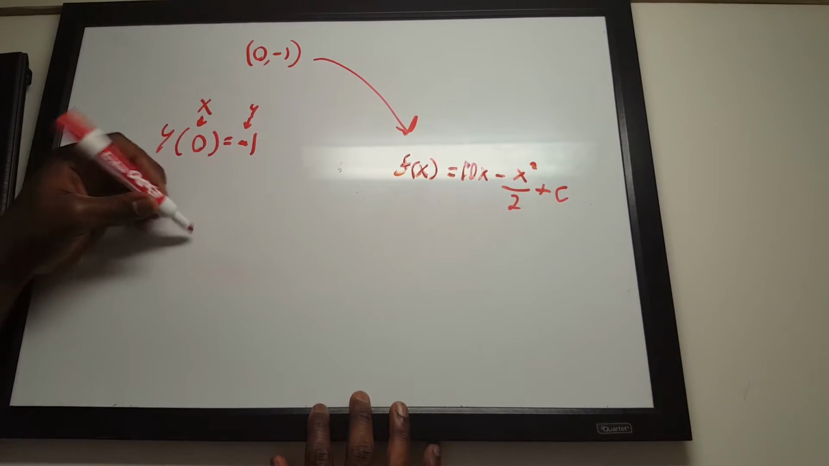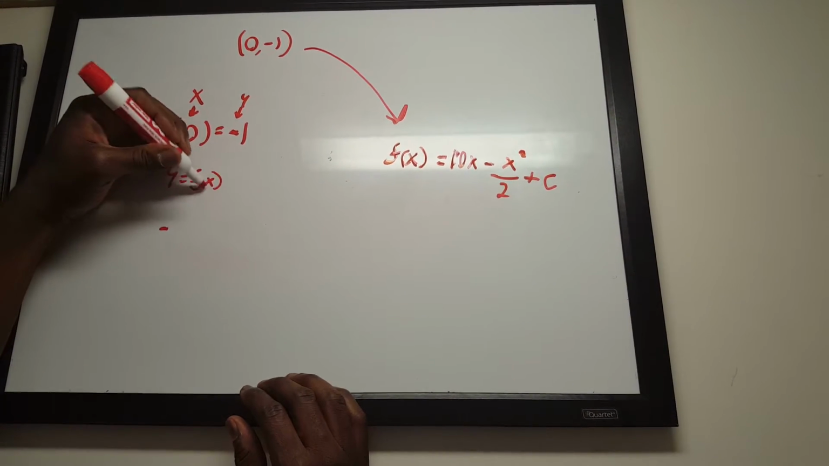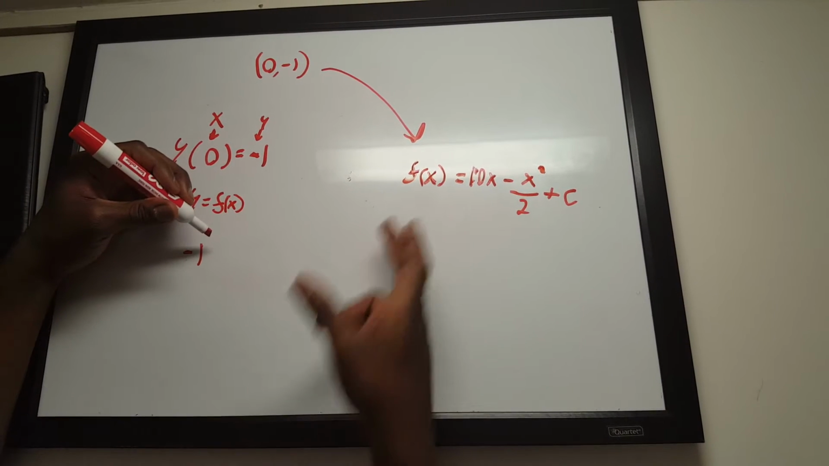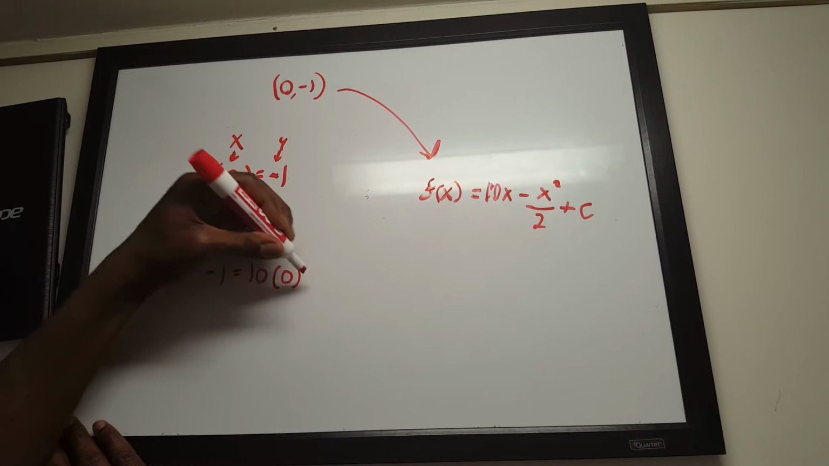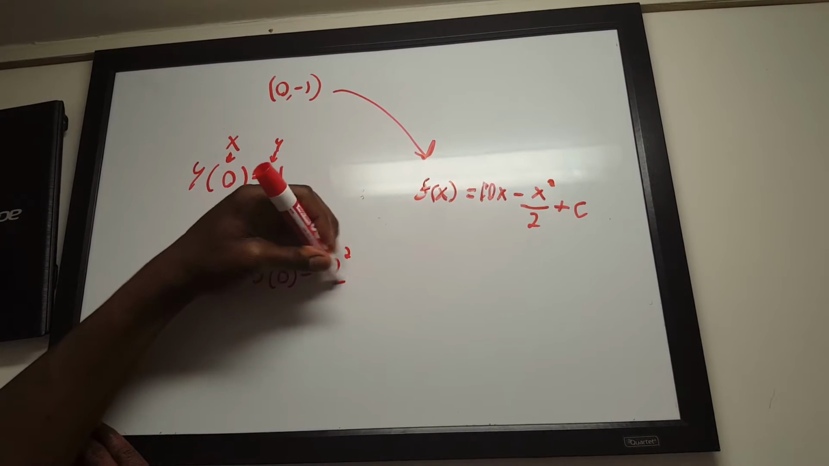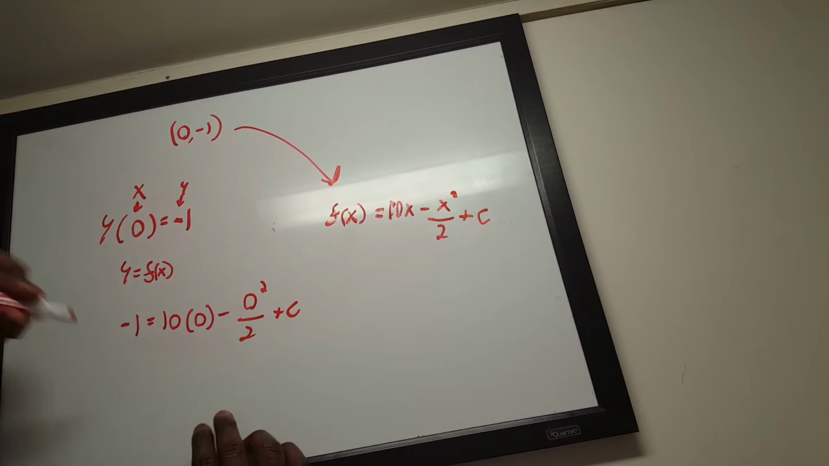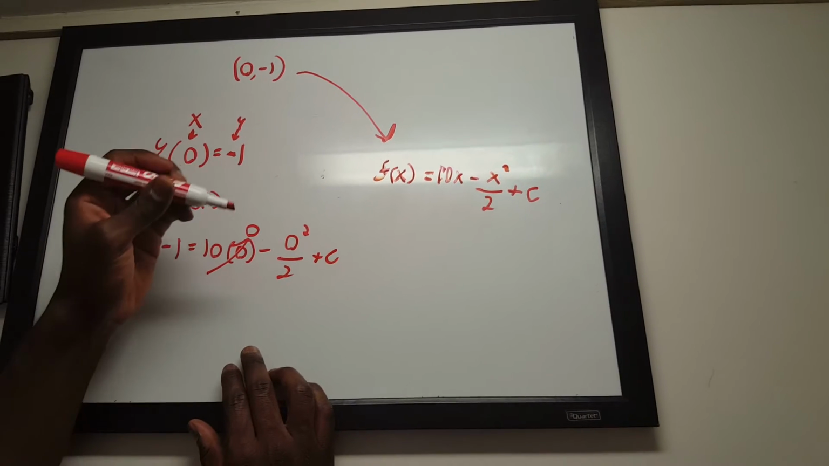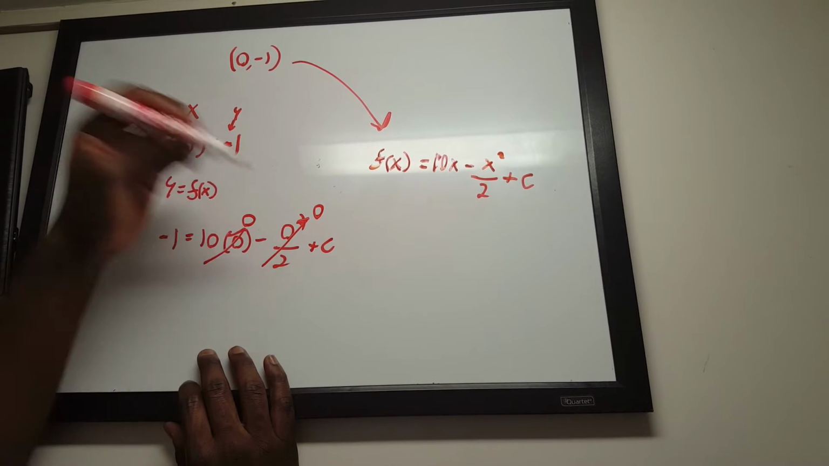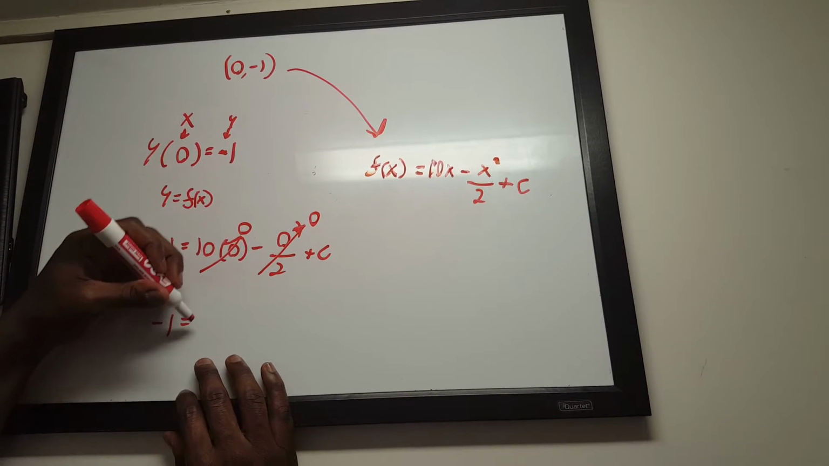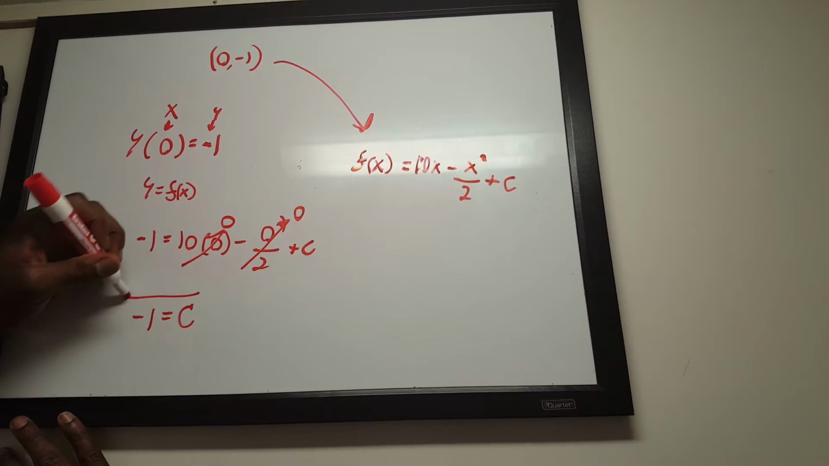We can now plug this into this equation to solve for c. So let's go ahead and do so. y, which is basically f of x. We're now going to take -1 and make that equal to 10 times 0 minus 0 squared divided by 2 plus c. So 10 times 0 is basically just 0. And then 0 squared divided by 2 is basically 0 also. And we have plus c. So we have negative 1 is equal to c. And that's going to essentially give you your constant. So your constant is negative 1.